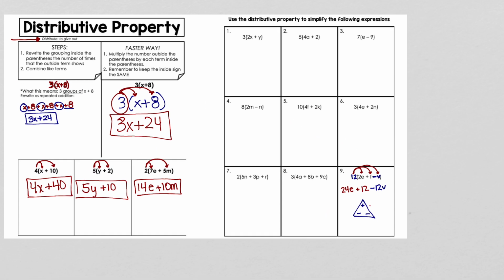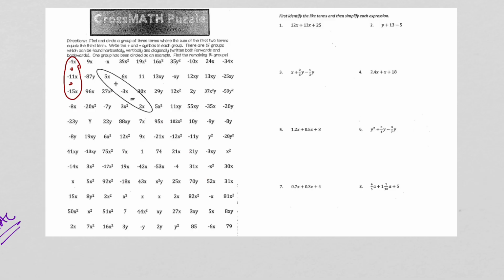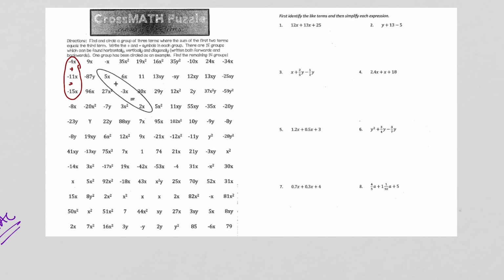Okay, the goal for the end of this hour is to get the rest of this filled out. When you finish, you will probably have a few minutes left. That's when you're going to go back to your cross math puzzle, your cross math and your simplifying page on the white note sheet. So, first things first, distributive property, and then with any remaining time, go back and finish cross math. We good?